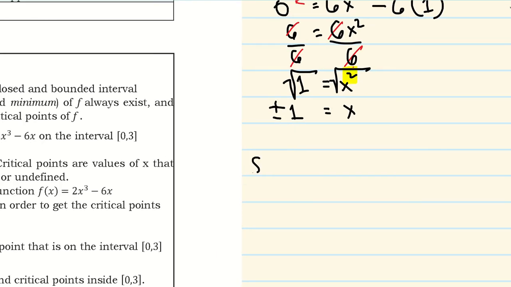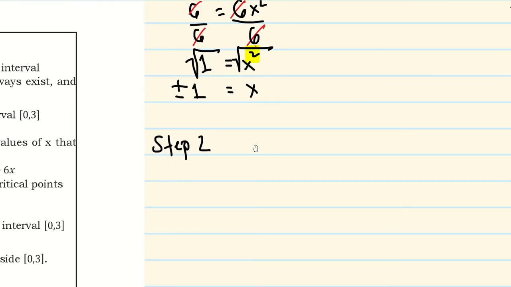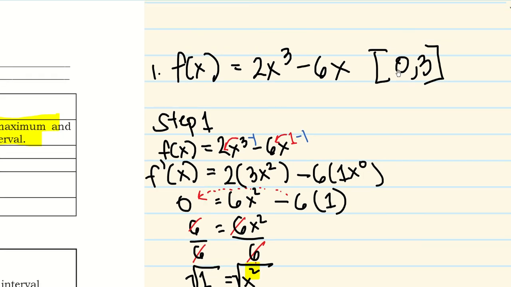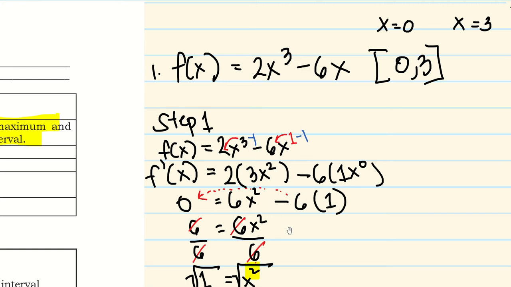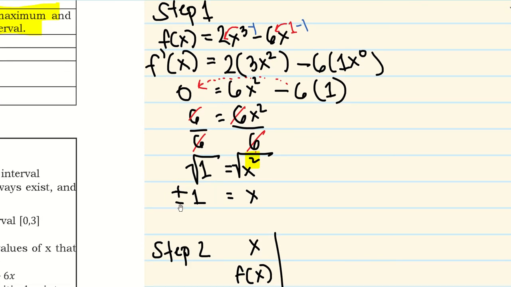The next step is step 2. In step 2, first we draw a box and put the values here. The interval is from x equals 0 up to x equals 3. In the graph here, it is x equals 0 up to x equals 3 over here. All other x values are no longer inside the interval. So we're going to use this one, 3, then what we have here, positive 1. Are we going to use the negative 1? No more.